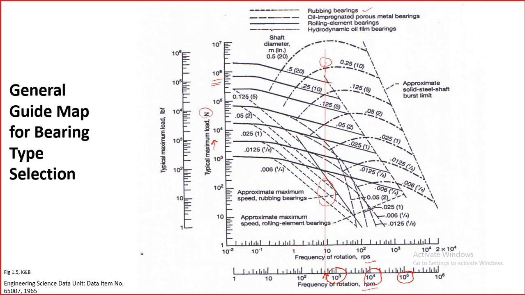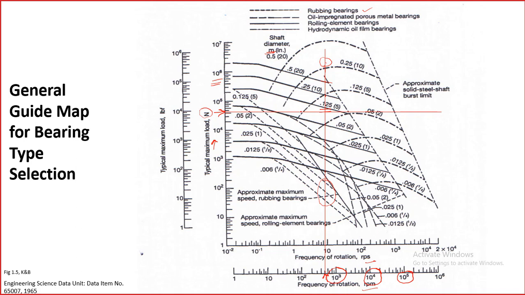And here we have got shaft diameter in meter, or within brackets in inch. So here you can see the shaft diameter given in 0.125, 0.25, and so on. In a similar way, if we fix the load, for example here, and increase the speed, RPM, we can see how the requirements will increase.